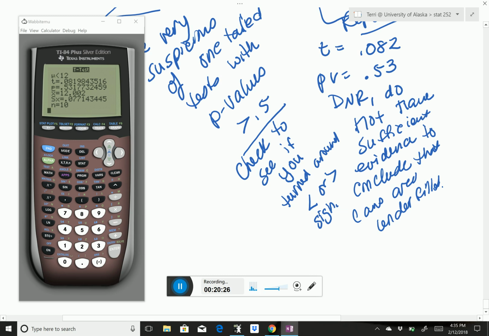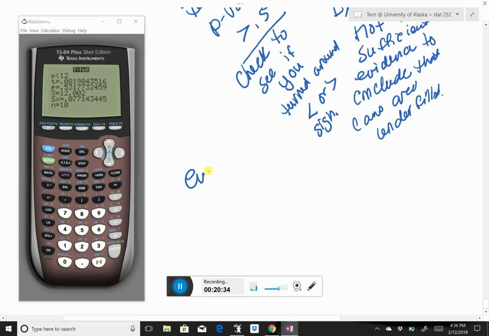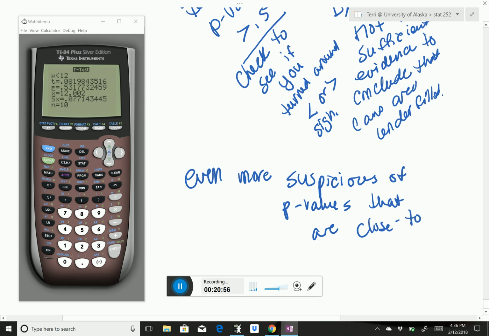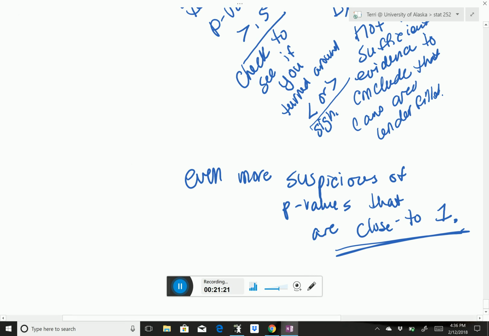Now, if you have a two-tailed test, that can definitely happen. You can get high p-values like 0.8 or 0.7. Be even more suspicious of p-values that are close to 1. You probably did turn it around. If you have a one-tailed test and a p-value of like 0.90 or 0.95, you probably turned around your less than or greater than sign. So always check for that. That is it for chapter 9, and we're going to move on to chapter 10 next time.